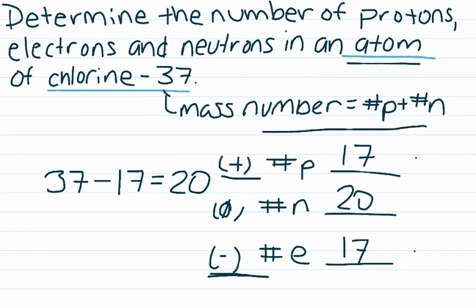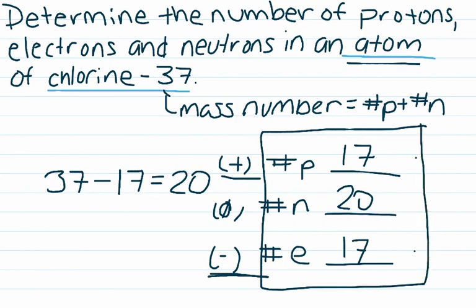So a chlorine-37 atom will have 17 protons, which we found on the periodic table. The number of neutrons is the mass number, which is given in the isotope number here, minus the number of protons, and the number of electrons is the same as the number of protons.